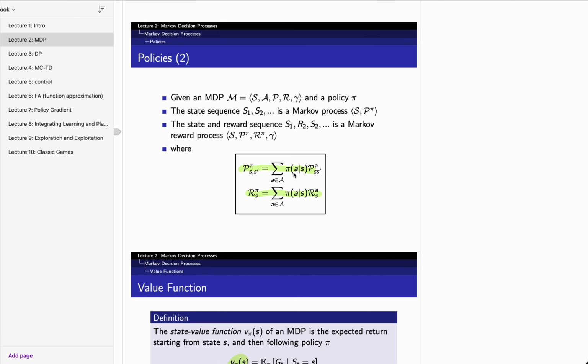So basically you're at current state S, and there are several actions you can take, A1, A2, A3, and you have a probability of each of those actions, which is defined in pi. And basically you just multiply the probability of each action and then sum them up. So the P of S prime given S and A would become P of S prime given S under pi, which is governed by the policy pi. And similar for the reward functions.